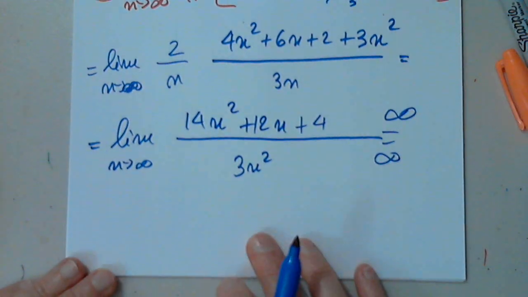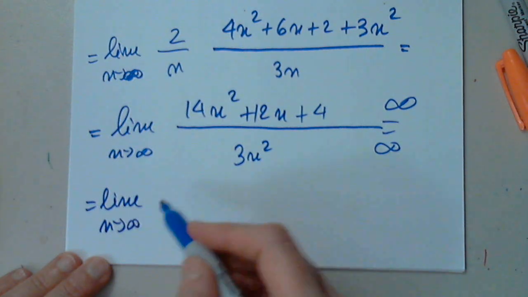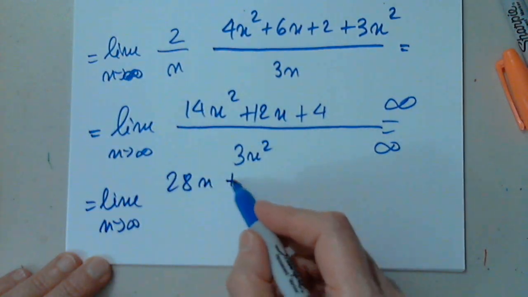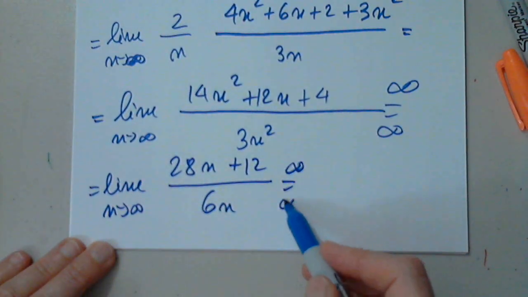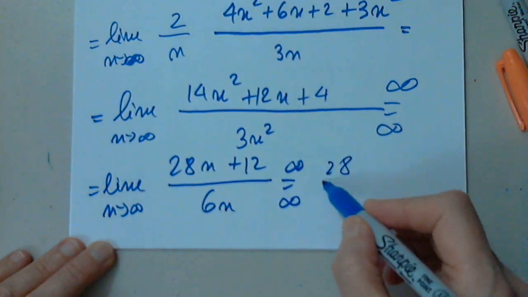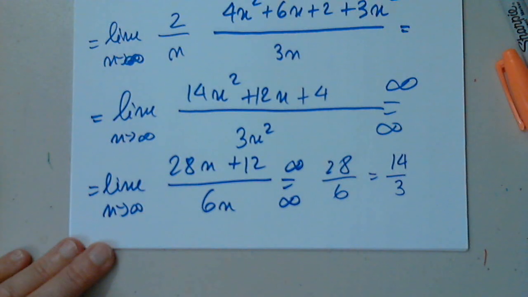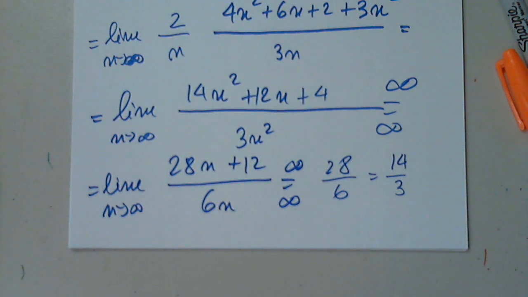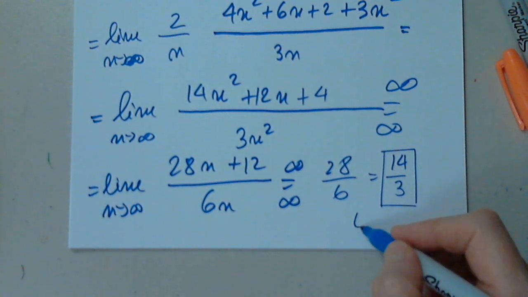L'Hopital's rule: it is infinity over infinity. Differentiate. Limit as n approaches infinity of 28n plus 12 divided by 6n. Still again infinity over infinity. I differentiate, I get 28 over 6. Simplify to 14 over 3. Any questions? And this is it. Exact.